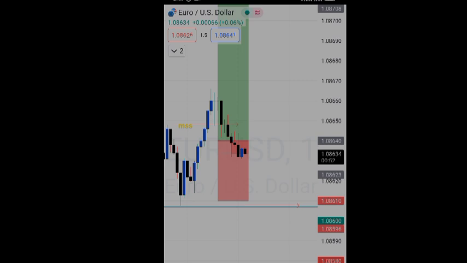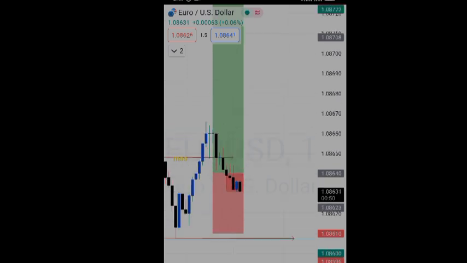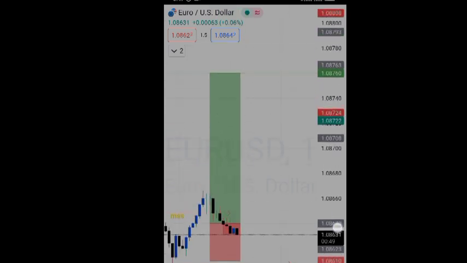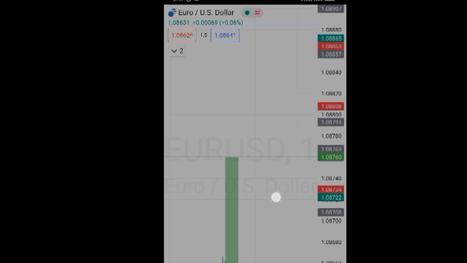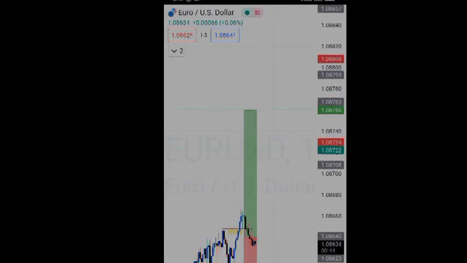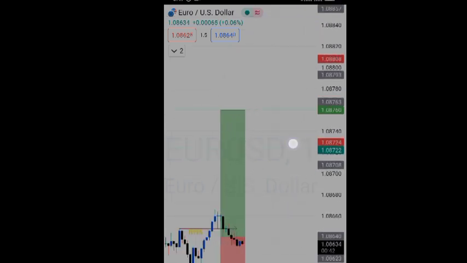Resistance, stop loss placed. Price. So I'm targeting the next daily high, which is 1.08760, which is 1 to 4.